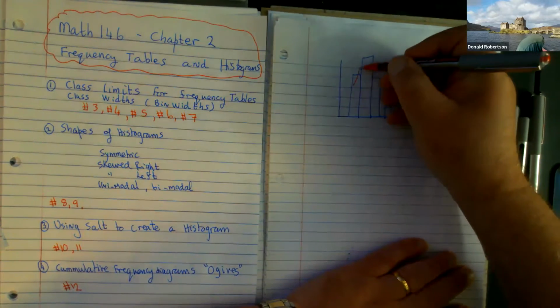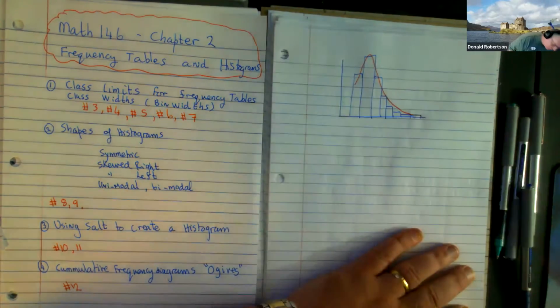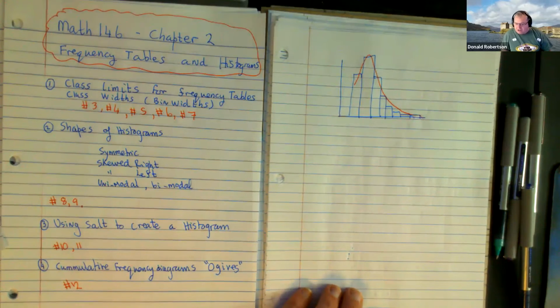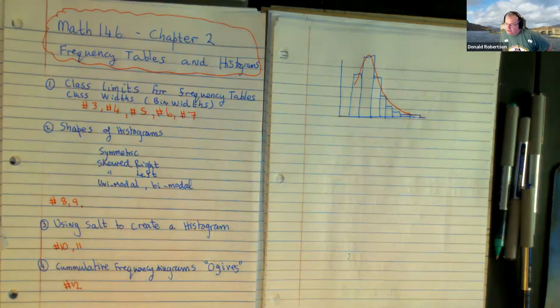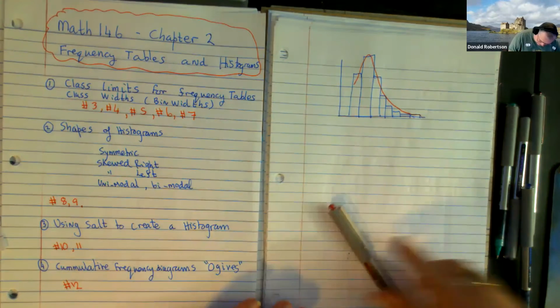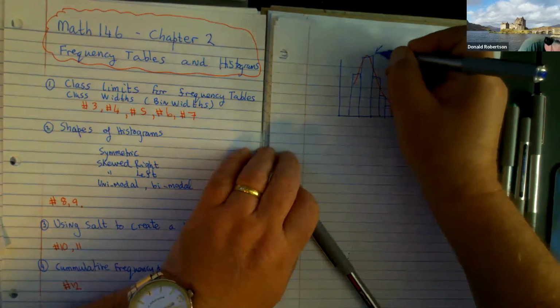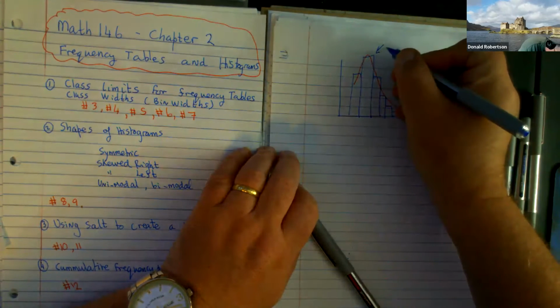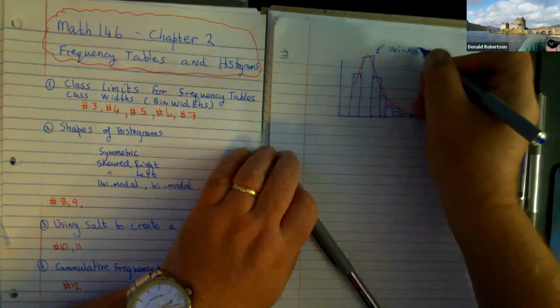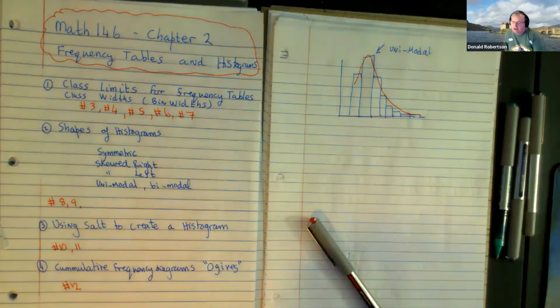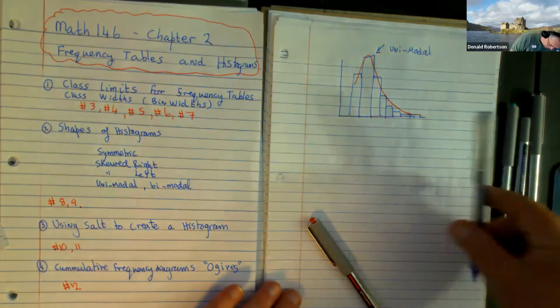If you draw a curve, for me curves look easier to see what's going on. Would you agree that this shape is skewed to the right? You agree? Skewed to the right. It has one hill. And one hill, any histogram with only one obvious hill is called unimodal. Uni like in unicycle. Uni means one. One hill, one mode.